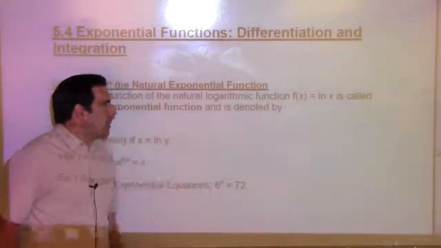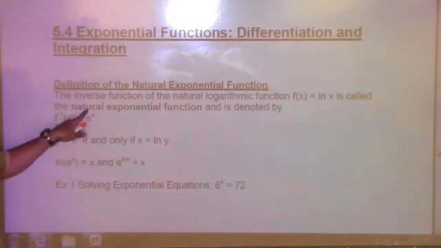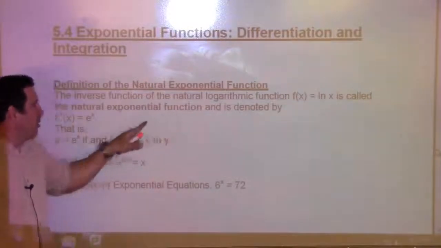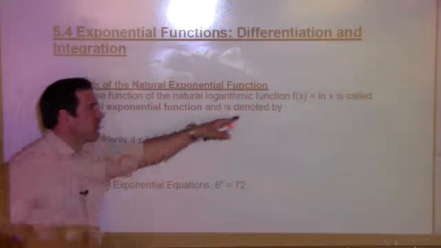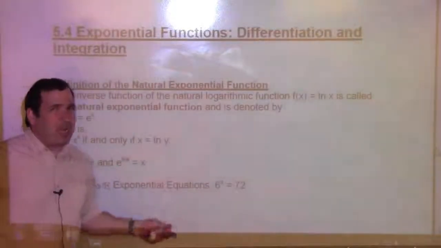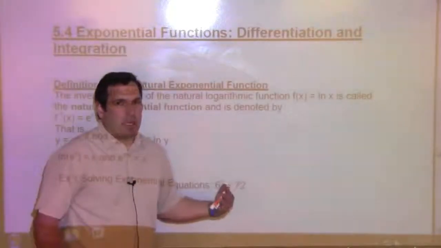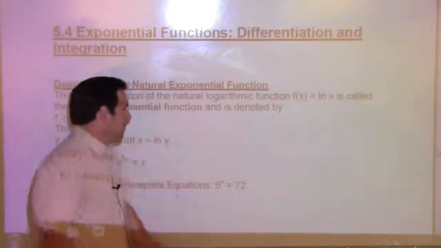F of x, which is natural log of x, its inverse is called the natural exponential function, denoted by f inverse of x is e to the x. So e to the x is the inverse of natural log of x. You probably kind of knew that because I teach that in my pre-calculus. So I'm hoping everyone knows that.